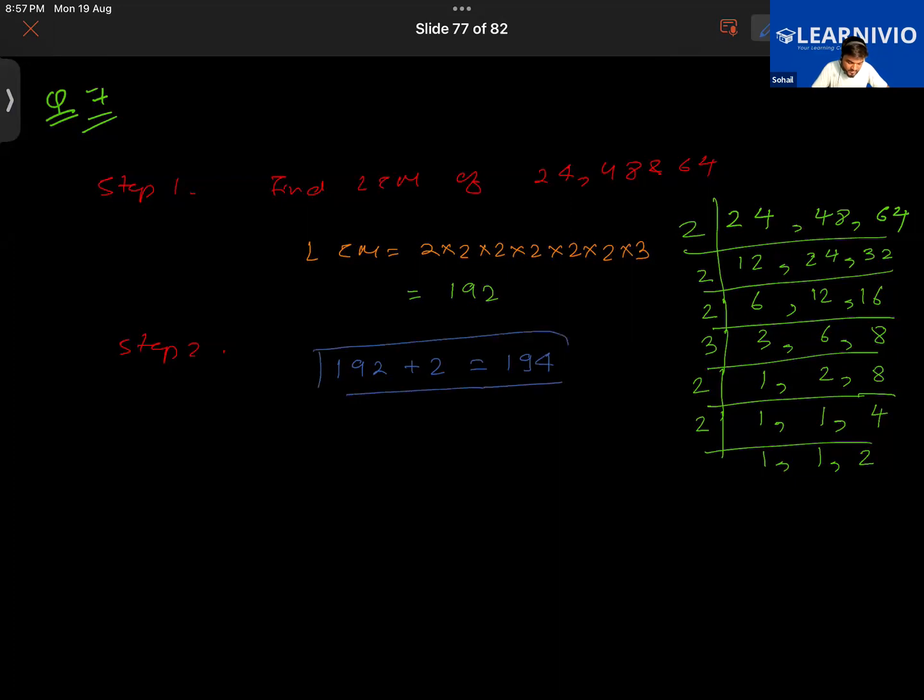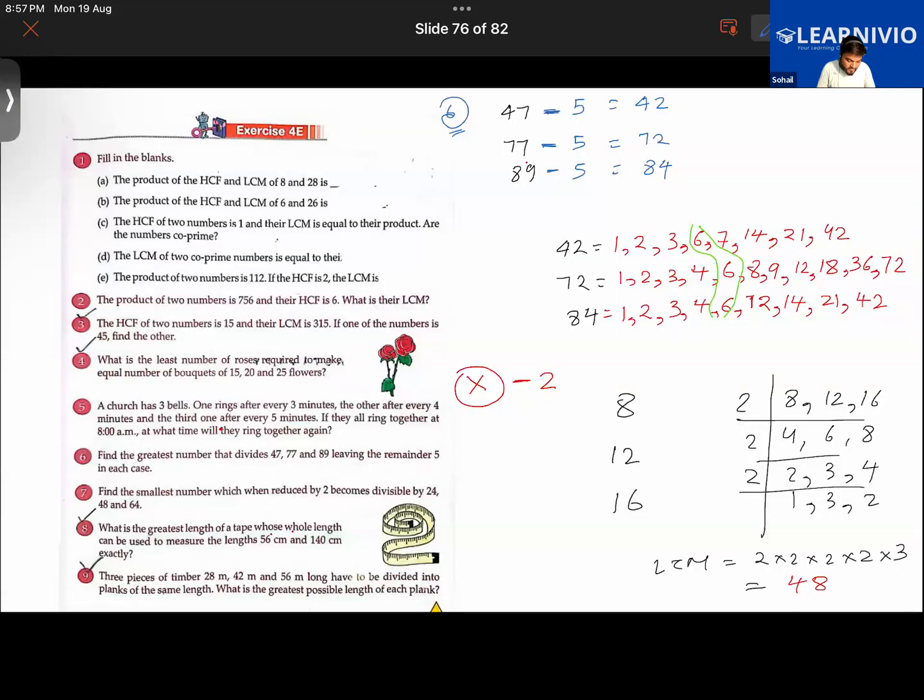Okay. Why are we doing so? Because the question was to find the smallest number. That is obviously the usual answer, but try to understand the language of the question and why we have added 2 to this and why not subtracted. Because the question was saying that you have to find such a smallest number which when reduced by 2 becomes divisible by 24, 48 and 64, right?